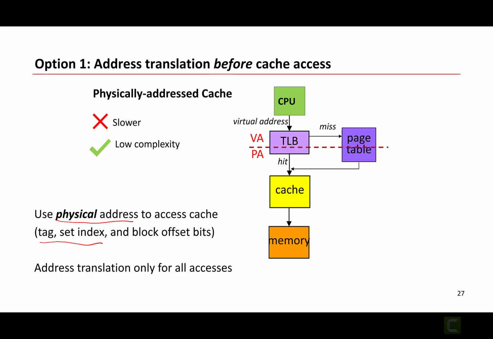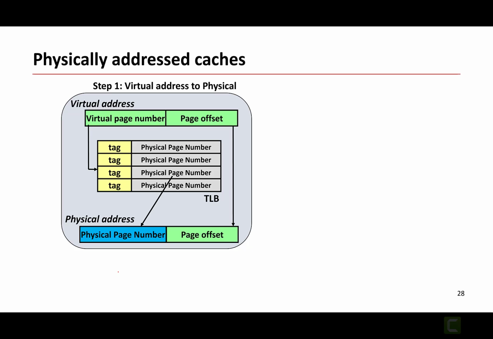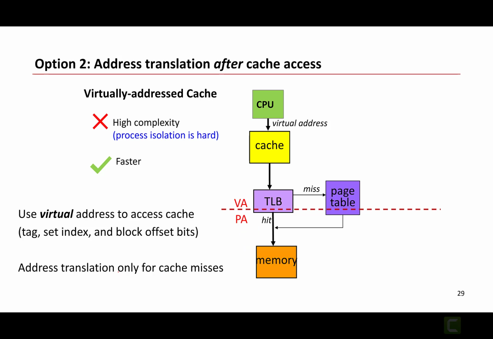Okay, so now the implication of this design is that for every address that needs to be accessed, I need to do the address translation, right? Because I cannot access a cache without the physical address. So first I've got to do the address translation. We'll discuss the trade-offs a bit later, but there's a more efficient way to design this, which is as follows.